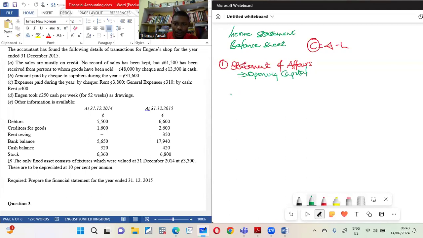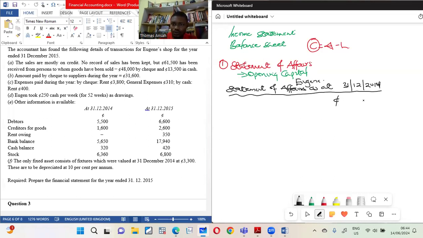And so let's do that. We have the statement of affairs as at opening, which will be 1st January 2015, or you can say 31st December 2014, whichever way you do it. So do it nicely, and we are doing it for Eugene, right? So nicely, let's list all our assets and list all our liabilities.